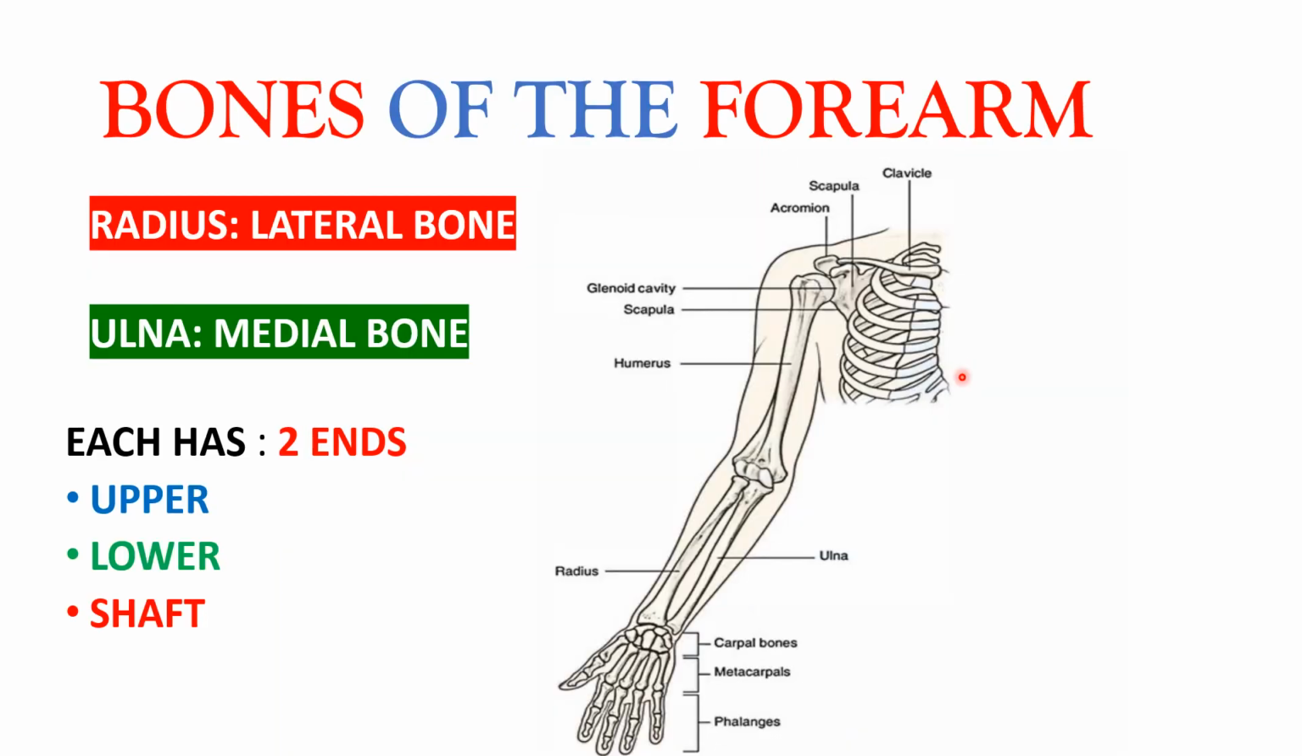Regarding the bones of the forearm, there are two bones, the radius and the ulna. Okay, so this is the radius, this is the ulna. Now the ulna is medial and the radius is lateral. Now the radius and the ulna are also long bones, and because they are long bones, they will have two ends, the upper end, the lower end, and then a shaft.